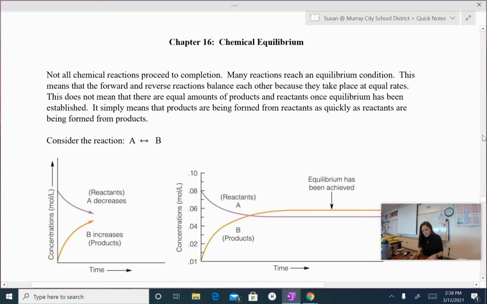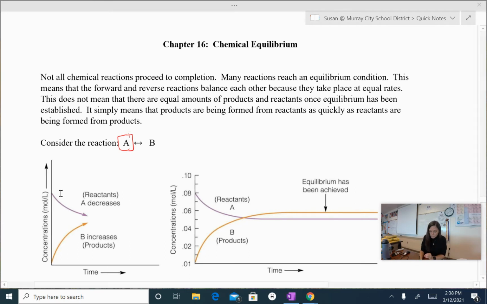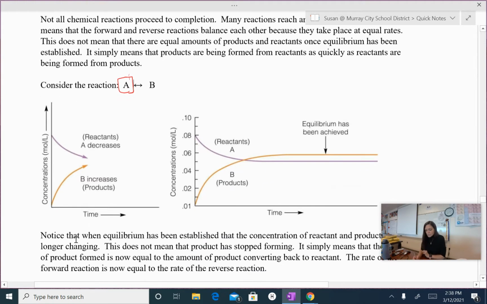So let's consider this reaction. We have A going back and forth with B, okay? So if we start off with only A, notice at our beginning, we only have A, okay? As we use up A, B starts being made. So our concentration of A as we use it up is going to go down, and our concentration of B as we start making it is going to go up.